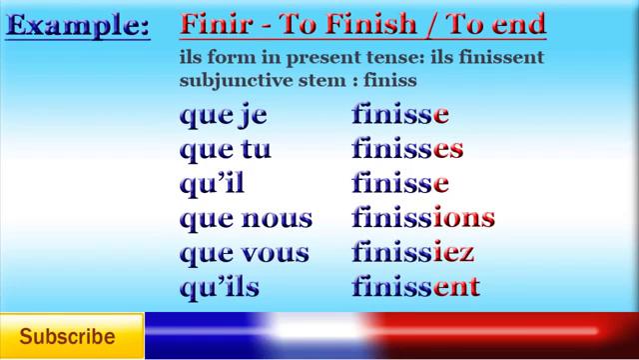Here's an example of a second group verb, finir, to finish or to end. The ils form in the present tense is ils finissent, ending in ent, so you take the ent ending off, and then you get the subjunctive stem finiss. Que je finisse, que tu finisses, qu'il finisse, que nous finissions, que vous finissiez, qu'ils finissent.